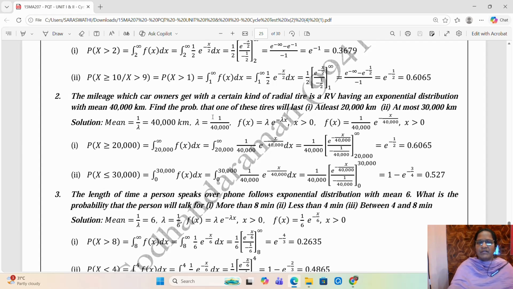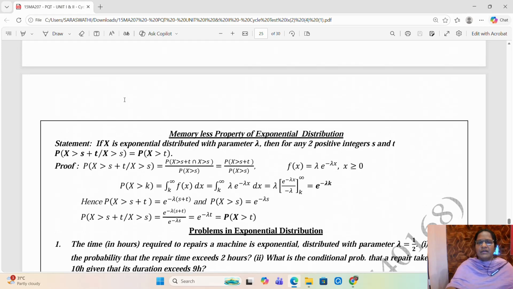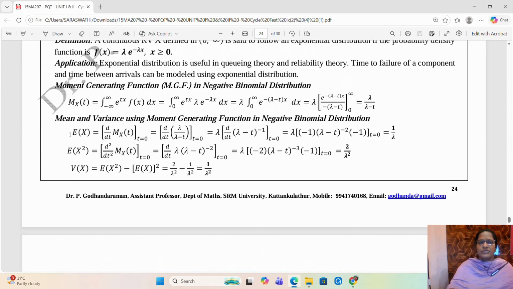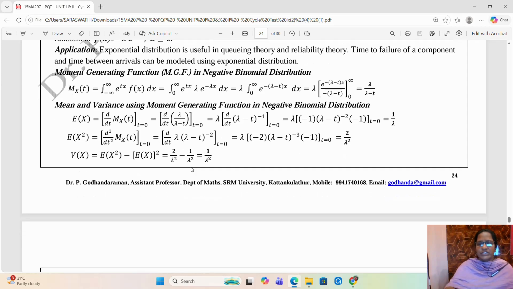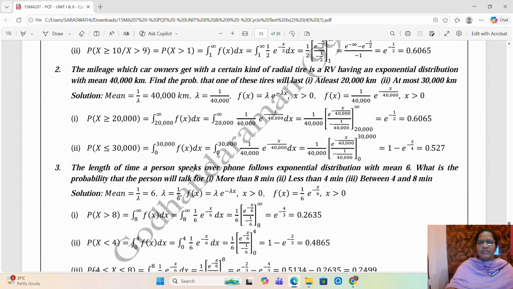Now for the mean, we have the formula. For the exponential distribution, the mean E(X) is equal to 1/lambda, and the variance is equal to 1/lambda squared. In this question, the mean is given, so as per the formula, 1/lambda equals 40,000, hence lambda is equal to 1/40,000.